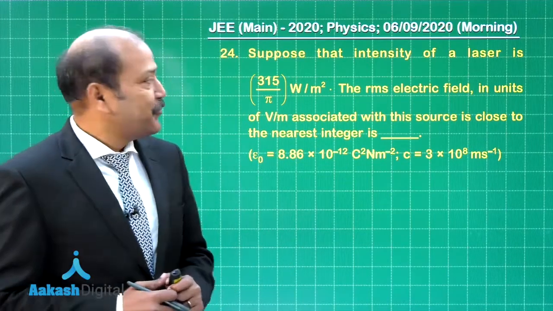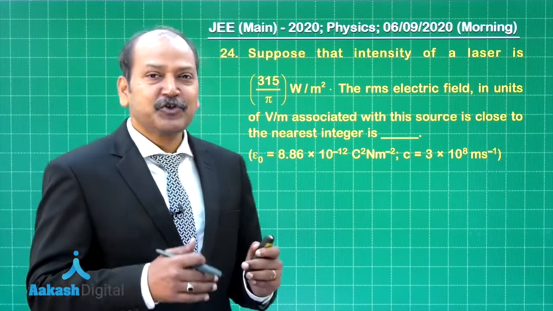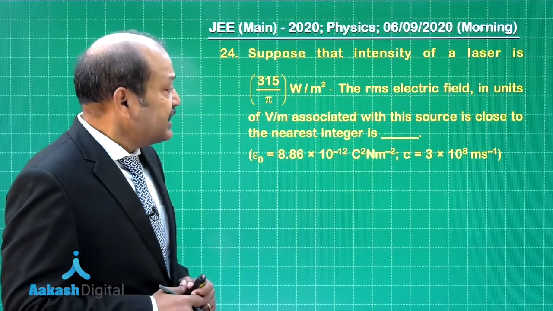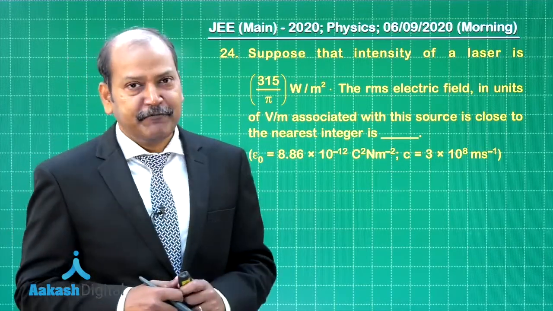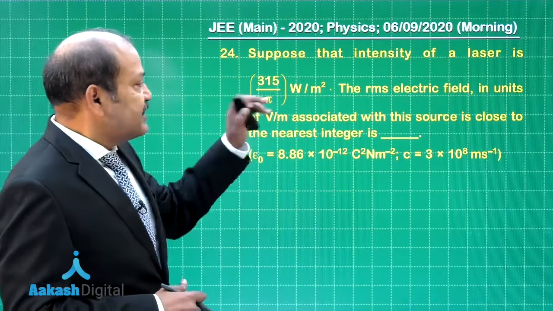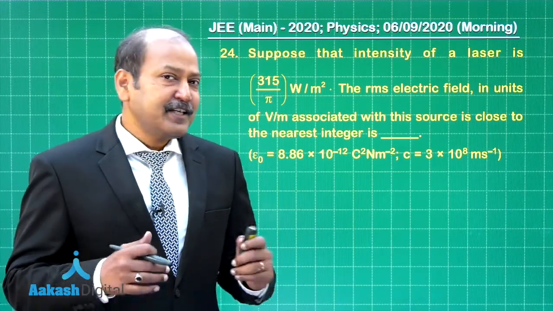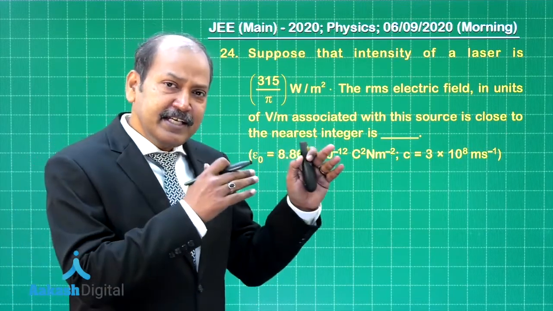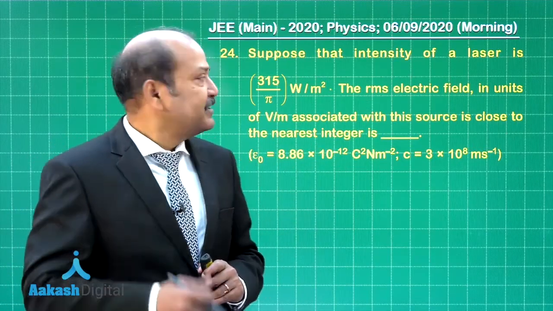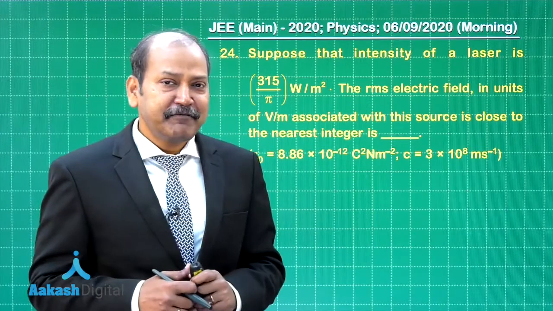Well, the question is clearly from the topic electromagnetic waves, and here we have to find the RMS value of the electric field. Intensity of the laser in fact is given to us. So, what is the connection between the intensity and the RMS value of the electric field?